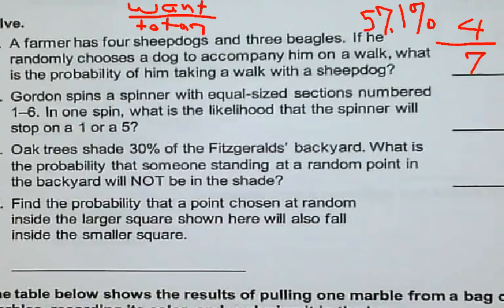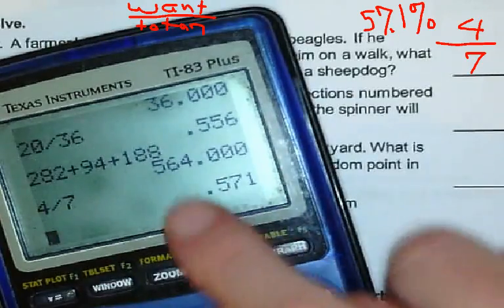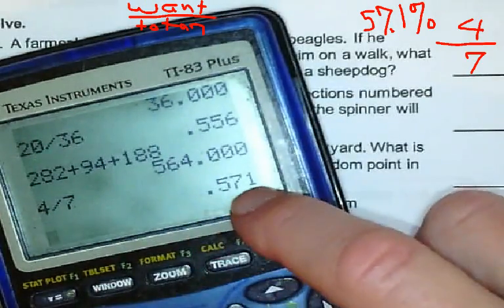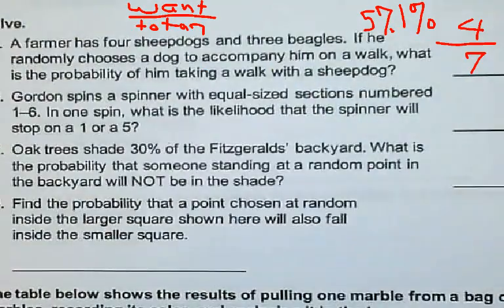57.1% of the time, you'll discover that they almost always want 3 decimals. So that's why I do that. The 3 decimals were 571. So whenever I make it into a percent, it's 57.1. Yeah, that's almost always what they want.